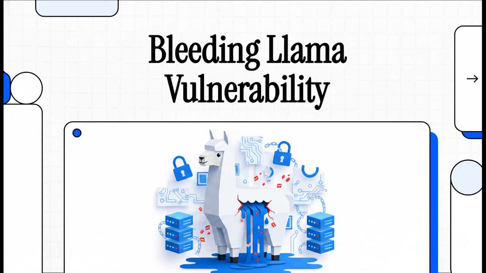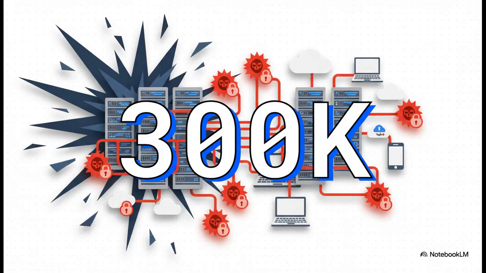We're looking at a near maximum severity flaw, a CVSS 9.1, officially tracked as CVE-2026-7482. Discovered by the team at Sierra Research, this is a big one. So we're going to unpack exactly how this memory leak works, analyze the real-world business risks, and lay out the immediate defensive actions your SecOps teams need to take right now. Let's just jump right into the blast radius.